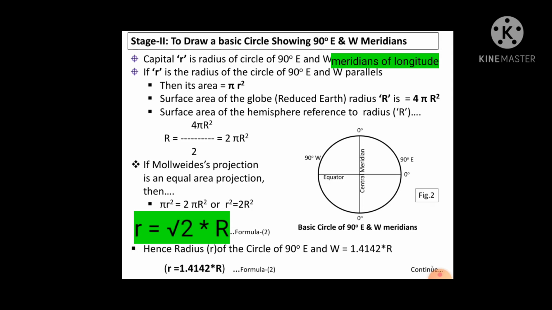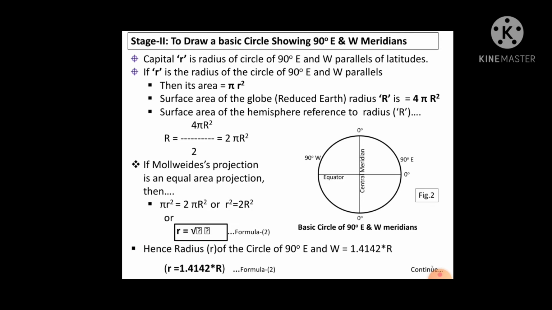From this we get one equation, and that equation is small r is equal to the square root of 2 times capital R. Hence the radius small r is equal to 1.4142, which is the square root of 2, multiplied by capital R. If you use this equation, definitely you will find the small r, which is the radius of the circle of 90 degree east and 90 degree west meridian.